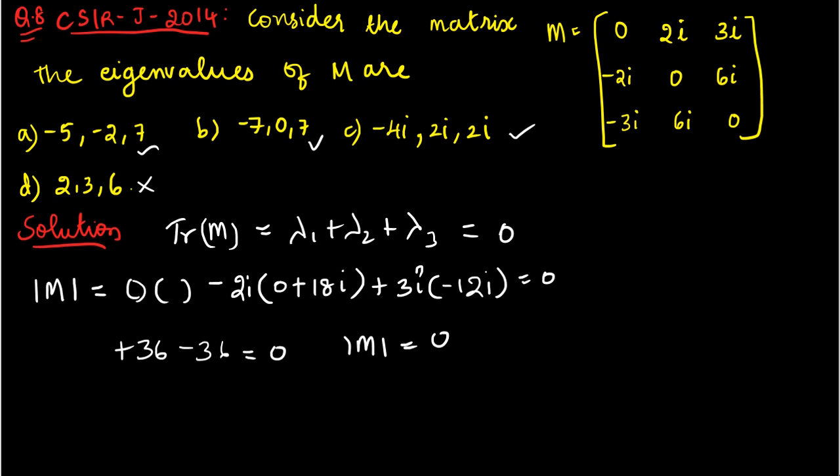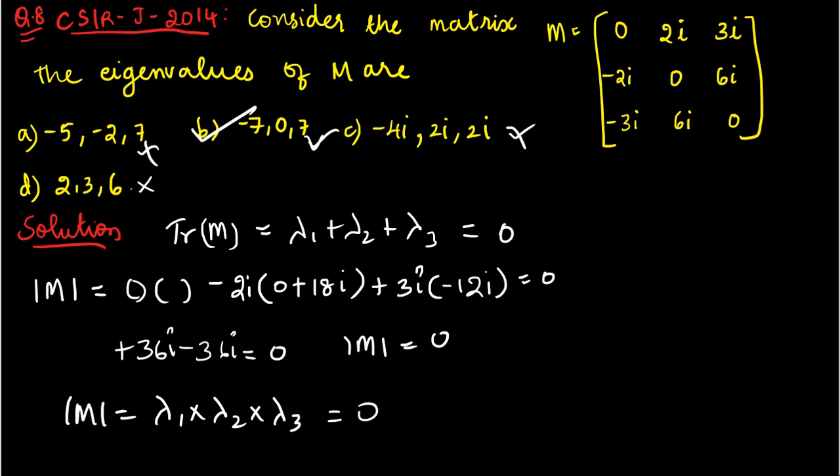Now you have to find which condition satisfies your determinant condition. Your determinant of M should be equal to the product of the eigenvalues. Now multiplying the eigenvalues, you get this is not equal to 0, this is equal to 0, and this is not equal to 0. Hence the only option that satisfies is option B. So it's very easy over here.